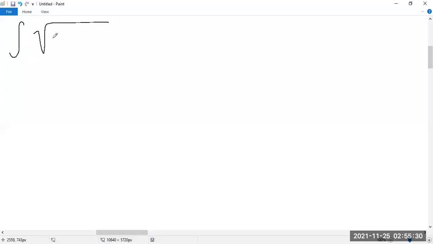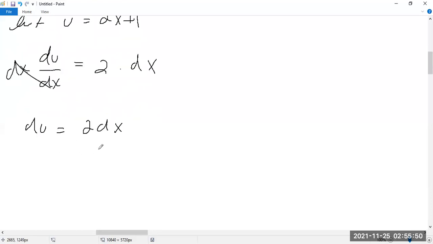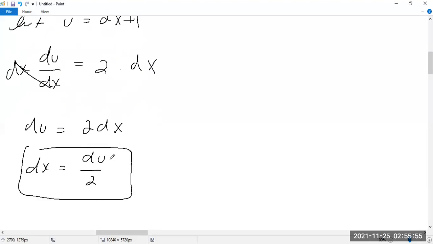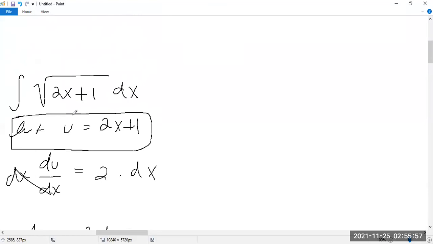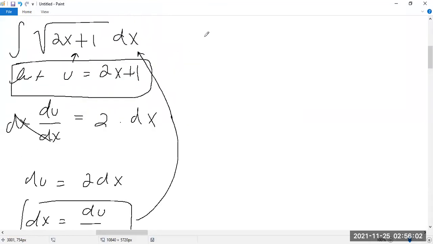So another question here: the integral of 2x plus 1 dx. Let u equal 2x plus 1. And then we'll take the derivative, du over dx equals 2, and we'll solve for dx. So du equals 2 dx. dx will equal du over 2. So we let u equal this portion here, and we let dx equal this portion here.